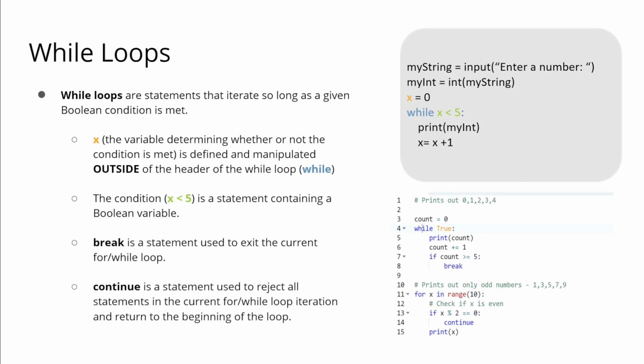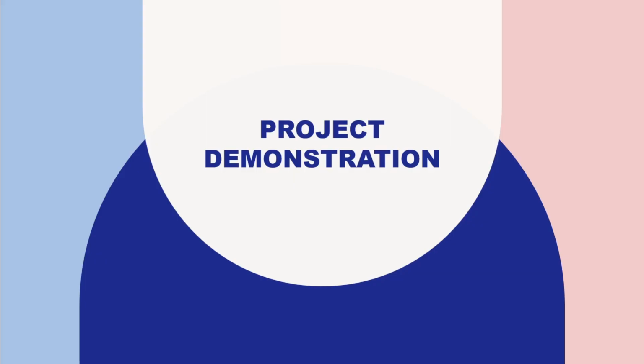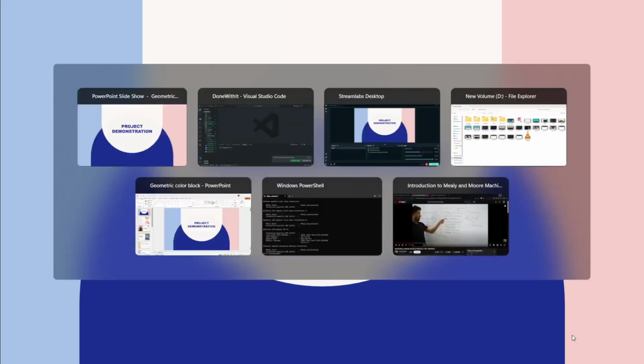Break is a statement used to exit the current for or while loop. Continue is a statement used to reject all the statements in the current for or while loop iteration and return to the beginning of the loop. So now I have given you a basic understanding of Python programming and its syntax. You can try it. Now moving on to the project demonstration, we are going to display how our project is working.